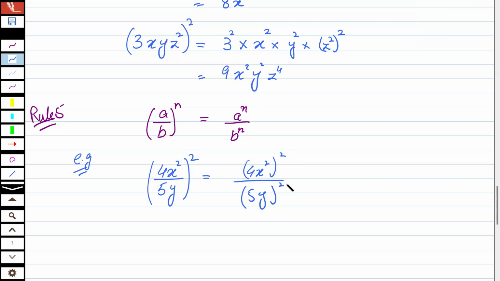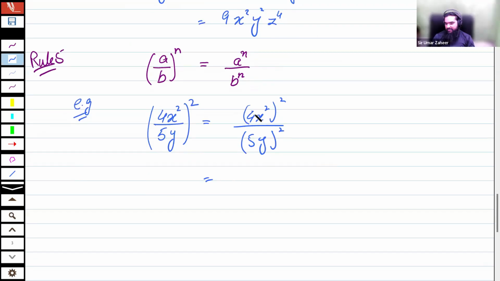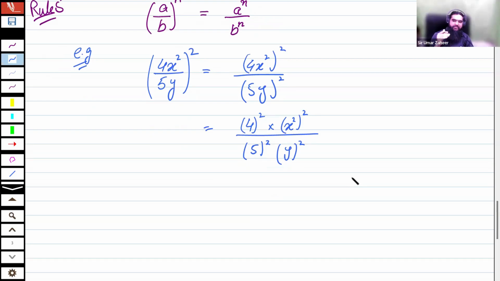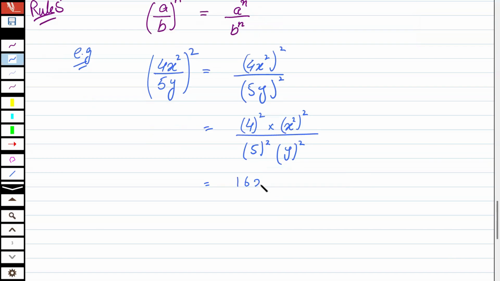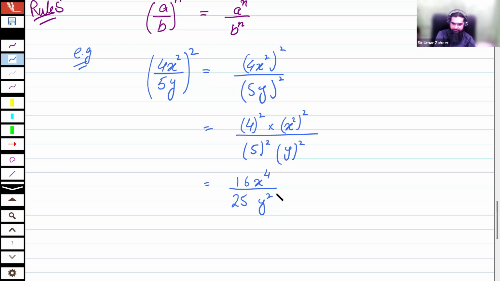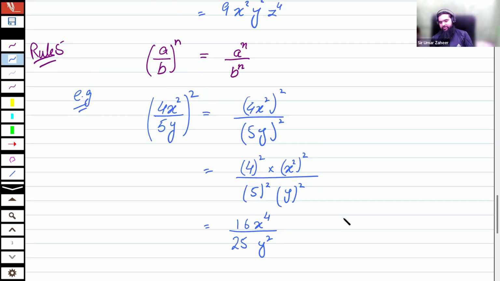Now, two numbers are multiplying, so you have to apply the power on each term. It will be on this 4 and on the x square. I'm doing the complete steps one by one. In the denominator, 5 and y are multiplying, so I apply the power on 5 as well as on y. 4 square will be 16, and x square, 2 multiplied by 2, will be x power 4. Now 5 square will be 25, and y square. That's it.